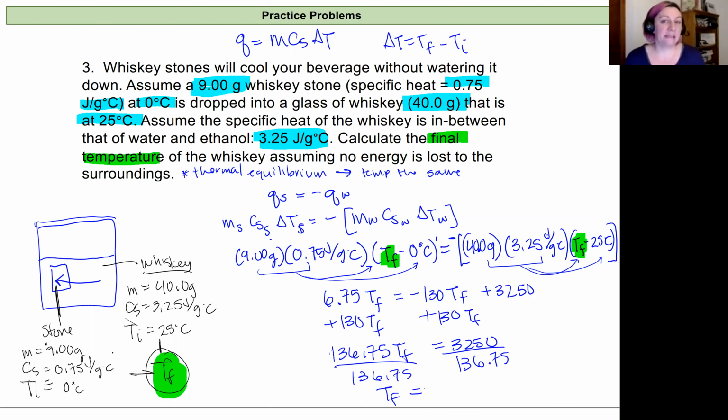And so then plugging this into my calculator, I'm going to get a value that is 23.8 degrees Celsius. So the temperature of the whiskey really hasn't changed that much. And this may very well be due to the fact that we have a small whiskey stone for a large mass of whiskey.